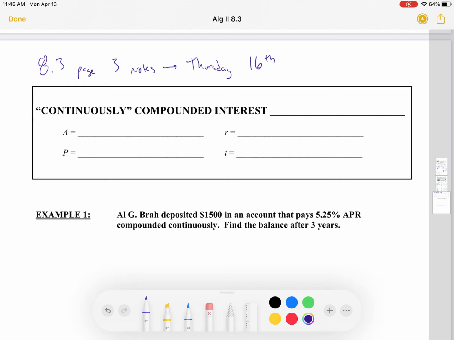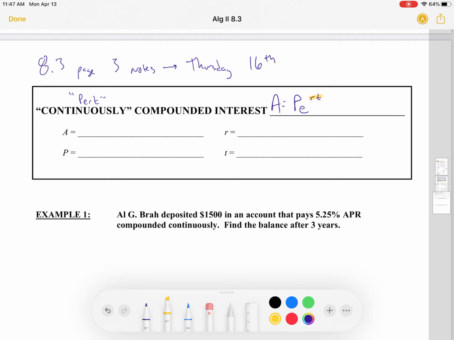Okay, today the name of the game is a formula, and it's a continuously compound interest formula. You will commonly hear this referred to as PERT. Now, the thing is this equation, it does spell out PERT, but it's in a different order. Let me explain that. So our formula is going to be A equals P times E raised to the RT power.